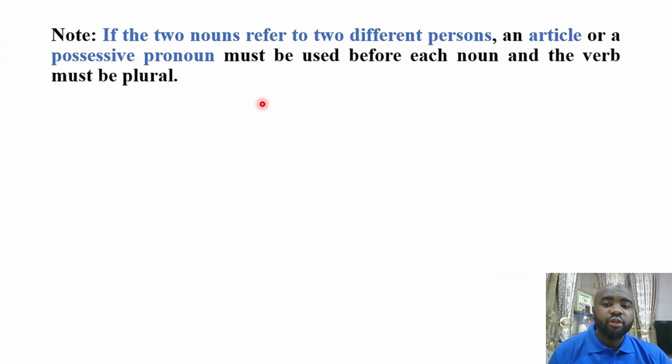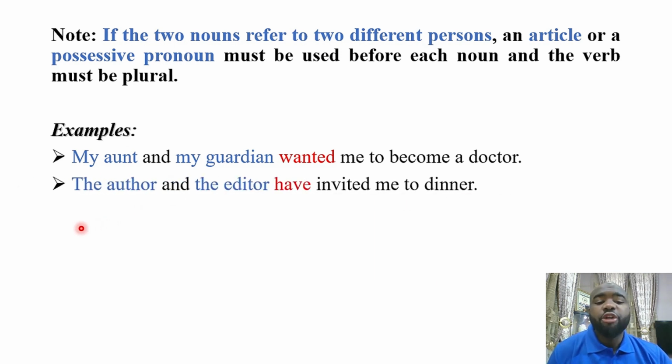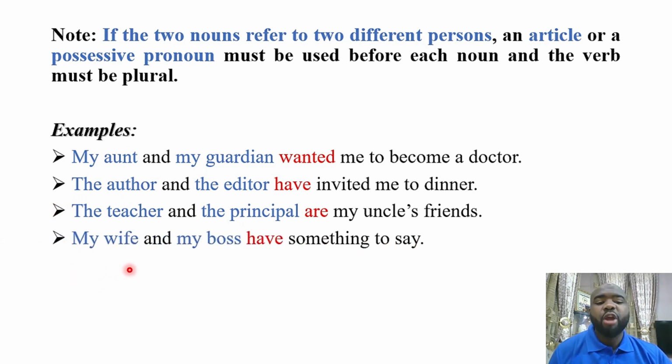So now, good. If the two nouns refer to two different persons, therefore what? An article or a possessive pronoun must be used before each noun and the verb must be plural. For instance, my aunt and my guardian wanted me to become a doctor. The author and the editor have invited me to dinner. All right? The teacher and the principal are my uncle's friends. My wife and my boss have something to say.